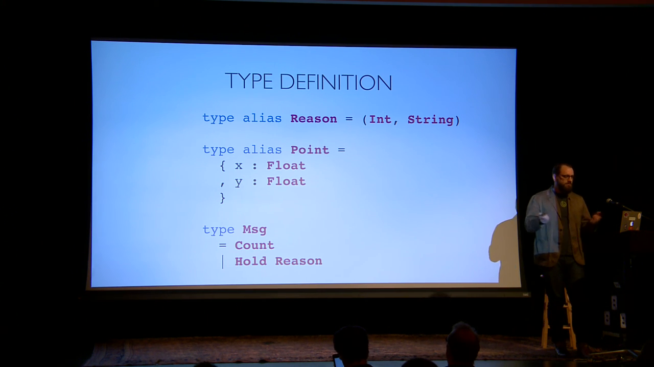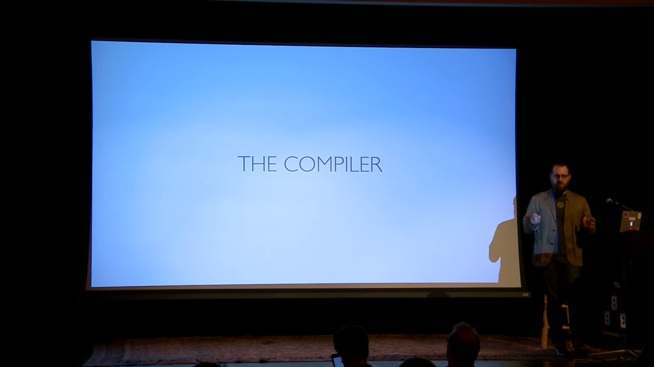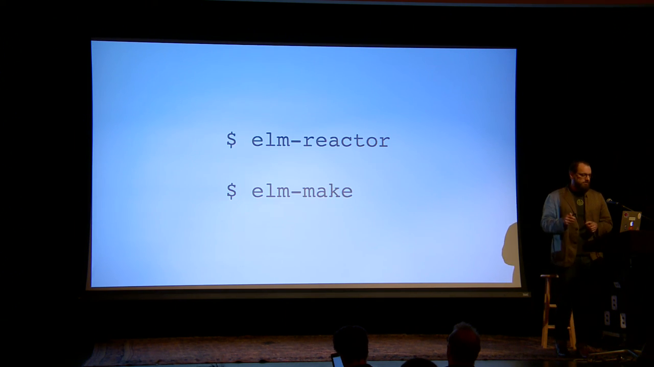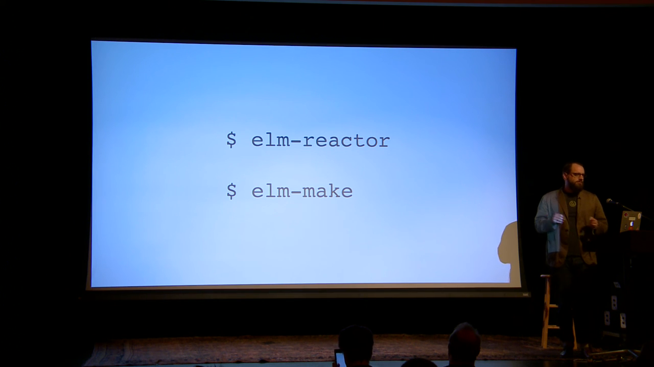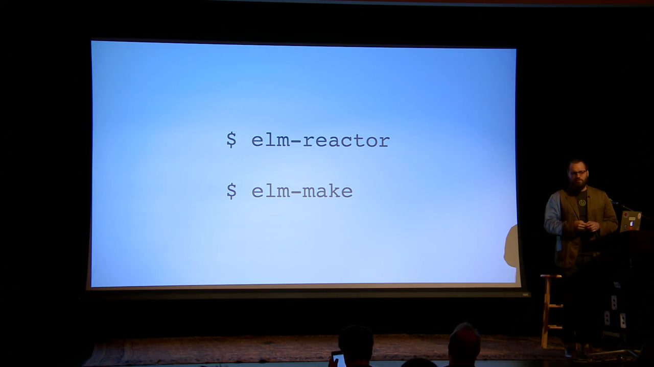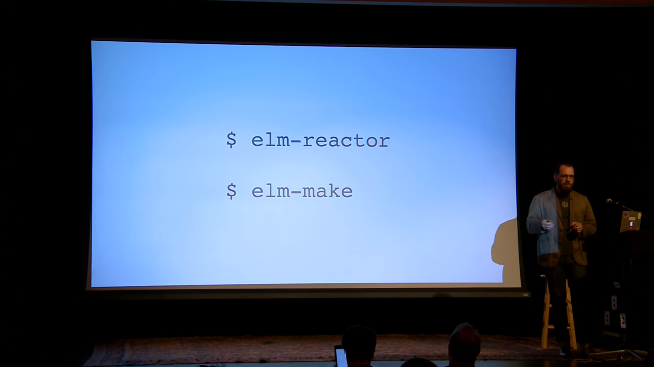So that brings us to the compiler, because the compiler cares a lot about types. The two ways to invoke the compiler are either through Elm Reactor, which is basically a web server slash compiler put into one. It's usually only used, or you should really only use it for prototyping. Every time you refresh the page, it'll just recompile your code. And then elm make will actually take your Elm code and turn it into JavaScript. And it's the friendliest compiler in the world, because you get things like this.